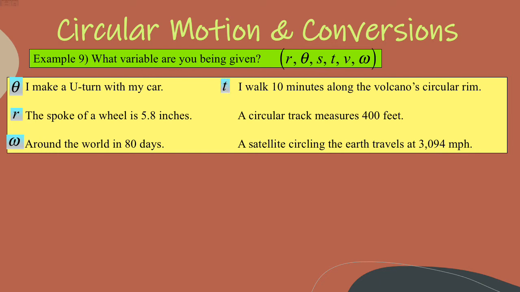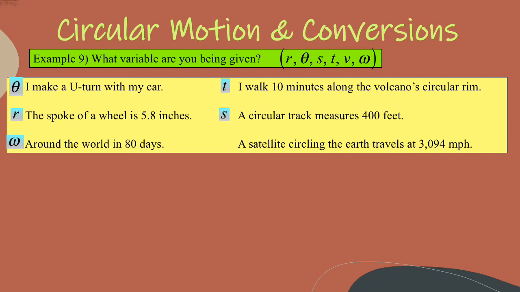If we are told that we walk 10 minutes along the volcano's circular rim, we are given a measure of time, 10 minutes. This is different than the previous problem, Around the World in 80 Days, where there we were told we did one full revolution in 80 days. Here we are just walking along the volcano's rim. We have no idea whether we complete one revolution of it or a half of a revolution, so this is just a measure of time.